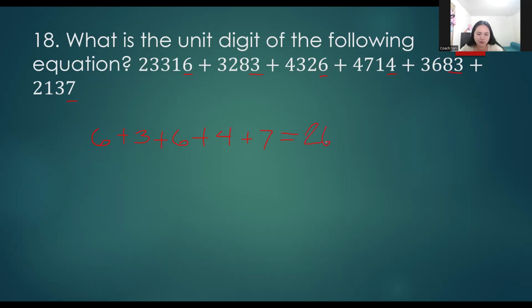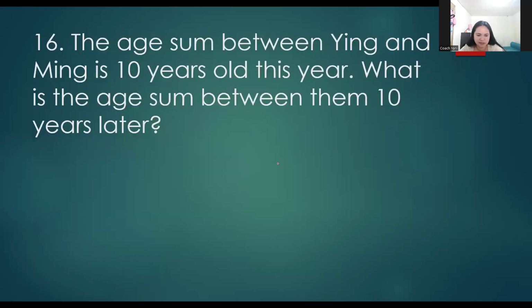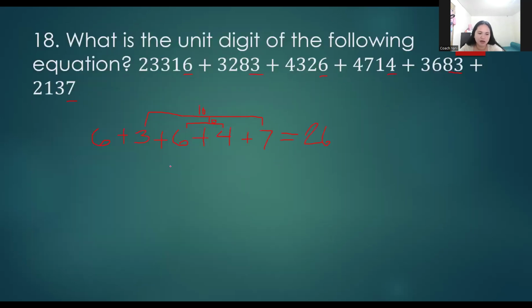So again, if you want a shortcut, you can just pair 3 and 7, and then pair 6 and 4. So that's 20, right? 10 and 10. Plus the 6. So you have 26 here.